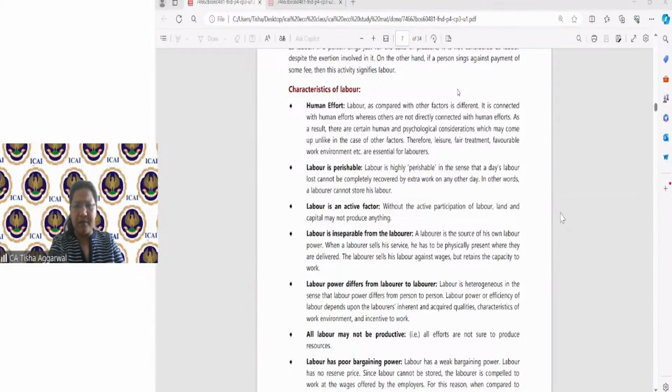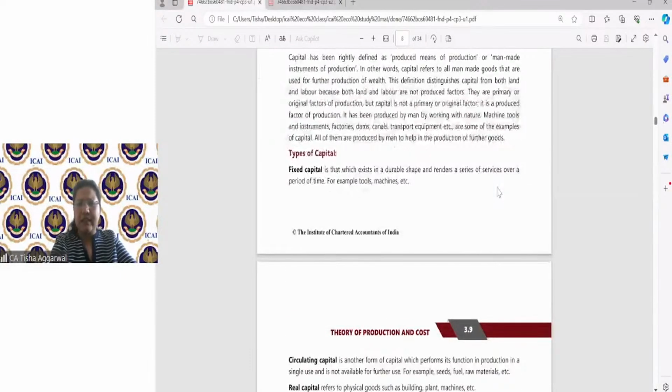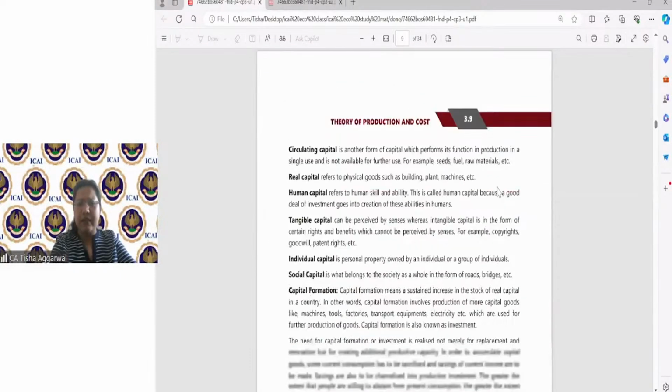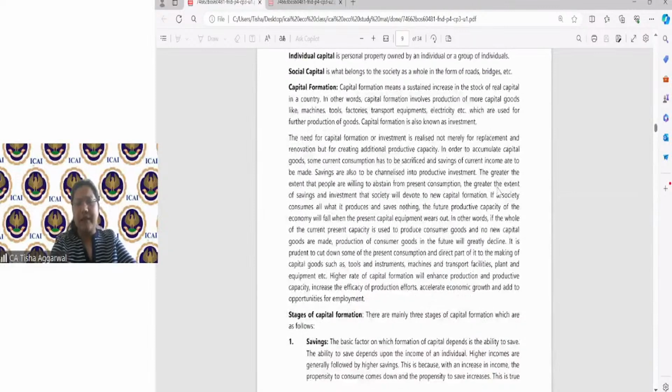Okay, perfect. So land is clear, labor is clear, capital is clear. Next is, what is capital formation?